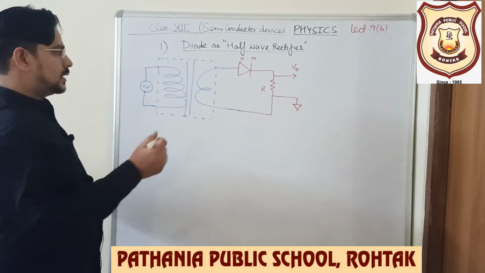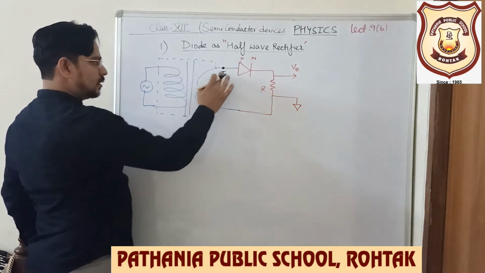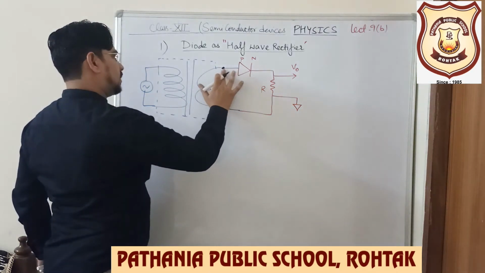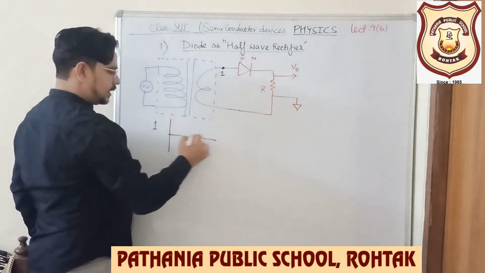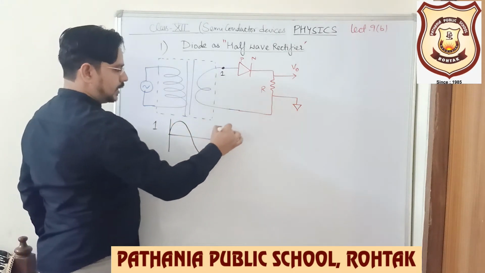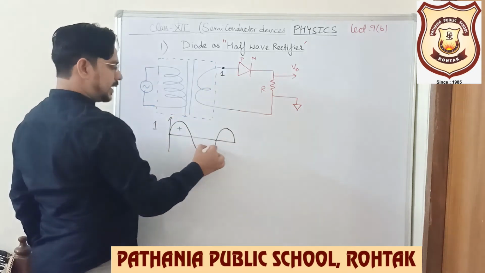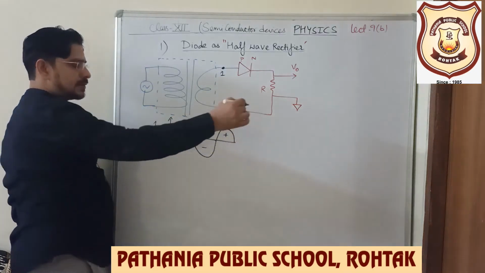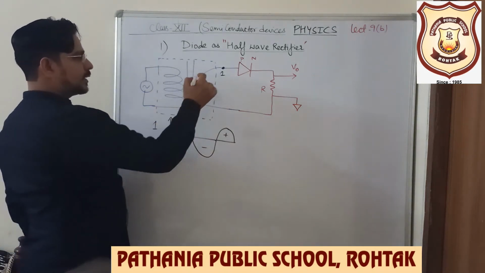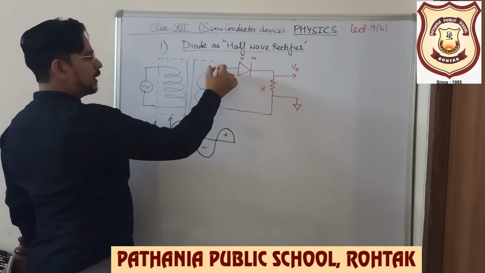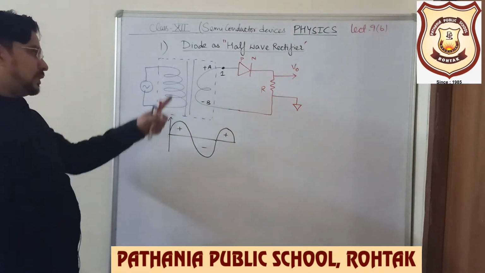So first you need to study what is the type of signal here at point 1. At point 1 the input signal is in the form of AC like this, and it will continue. We'll call it positive half cycle, negative half cycle, positive half cycle, negative half cycle and so on. Positive half cycle means the A side of the winding is positive and the B side of the winding is negative.